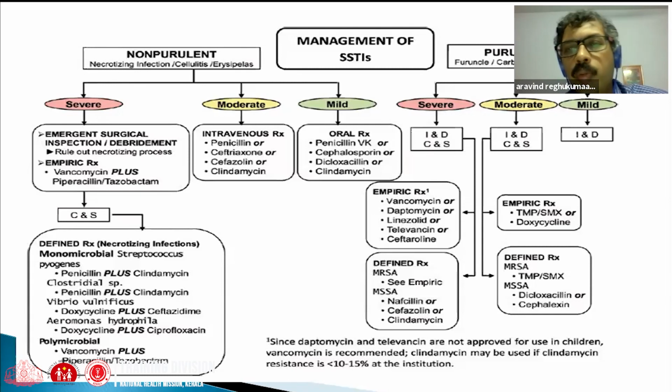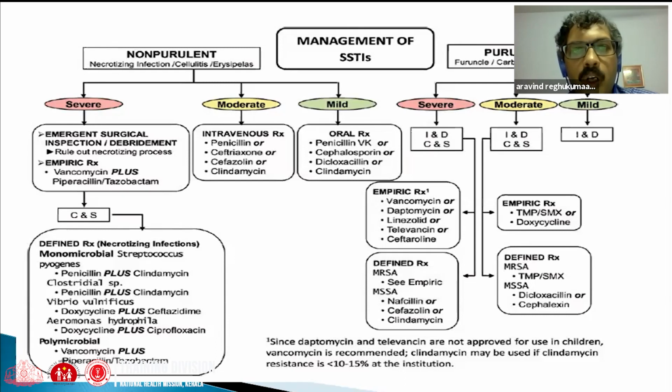If it is moderate, do an I&D, send for culture and sensitivity, and empirically start the patient on cotrimoxazole or doxycycline. If you're not sure whether it is MSSA or MRSA, choose a drug which will cover both MSSA as well as MRSA. Cotrimoxazole, doxycycline, and clindamycin can cover both. Then if the culture grows MSSA, you can de-escalate to cloxacillin or cephalexin. If it is a severe infection, definitely do I&D and culture and sensitivity, and you require IV antibiotics initially which will cover both MSSA as well as MRSA, and then optimize based on the culture and sensitivity report.